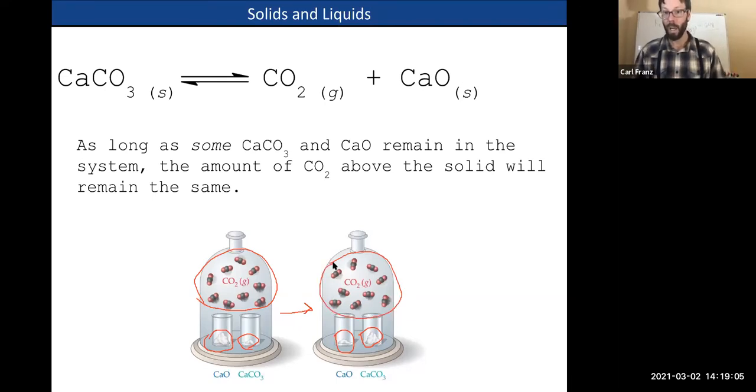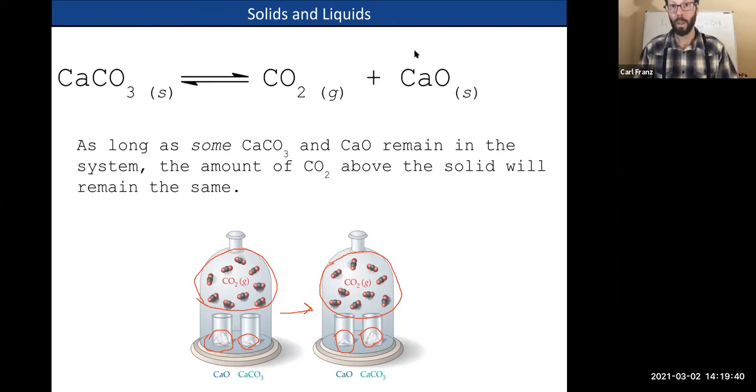Now, if one of these molecules was exhausted and there was no more of it, then things would start to change, right? It wouldn't be at equilibrium. This is demonstrating equilibrium in another way. The amount of gas doesn't change. It remains constant, but the other reagents are changing in their amounts.